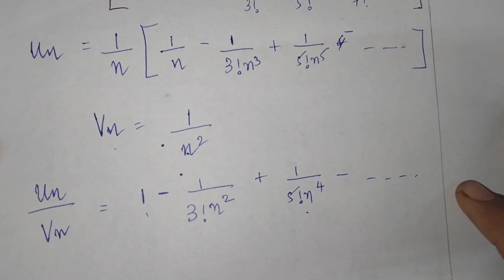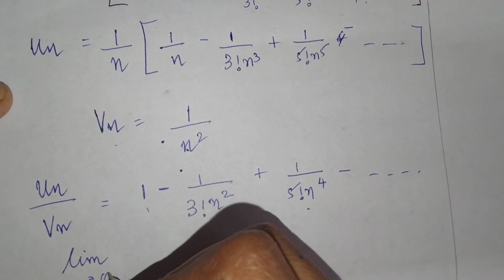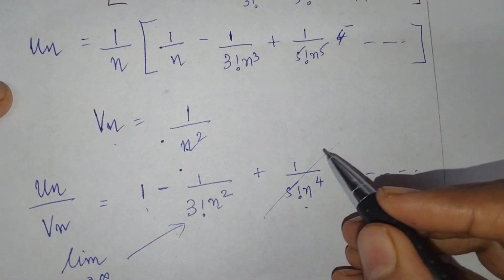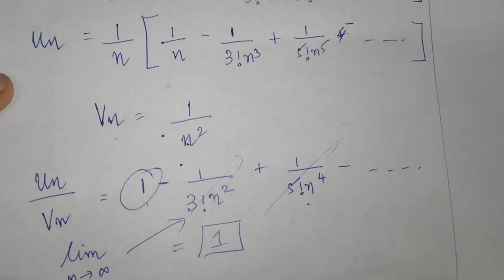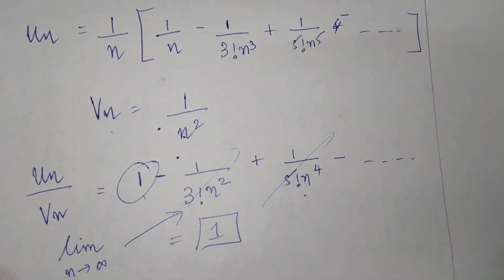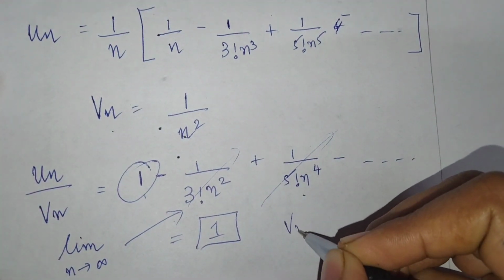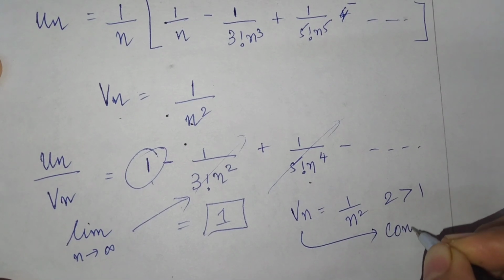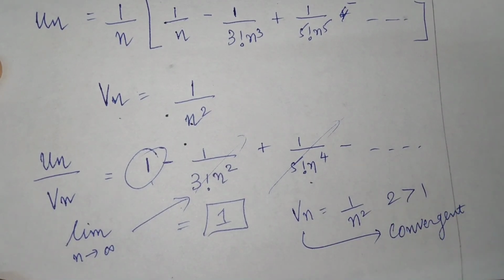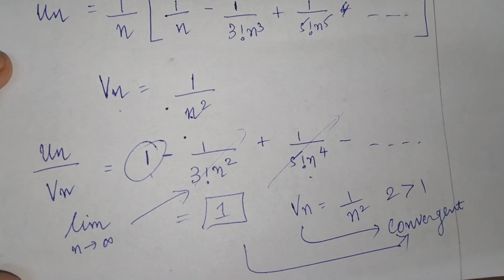Now if we put limit in this equation, then all the terms will be 0. Only this 1 will remain. So answer is 1. And as we got finite and positive value, according to comparison test, whatever will be the value of Vn, that will be the value of Un, and again Vn is here 1 by n square and 2 is again greater than 1, so Vn is convergent. And as Vn is convergent, Un is also convergent, and so answer of this question is also convergent. Okay?